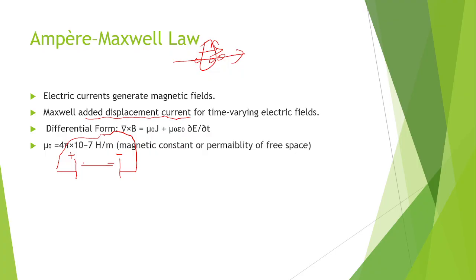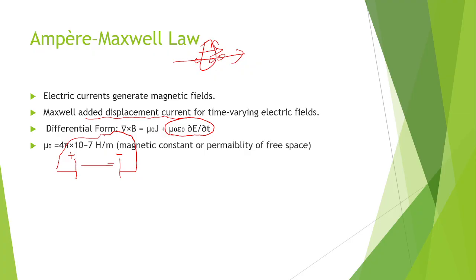So this change in the electric field is in fact the displacement current. Maxwell called it the displacement current. There is no wire between these two plates, but the electric field is changing due to the charging of the capacitor. That changing electric field is called the displacement current, named by the scientist Maxwell, and that is this term.